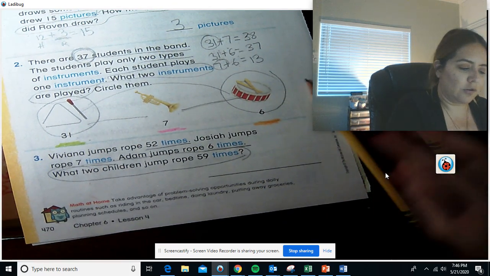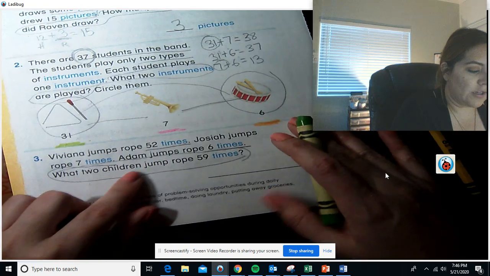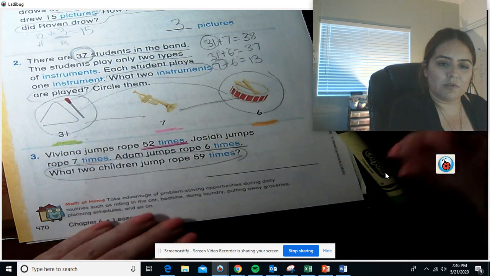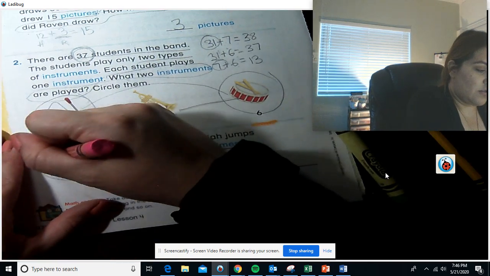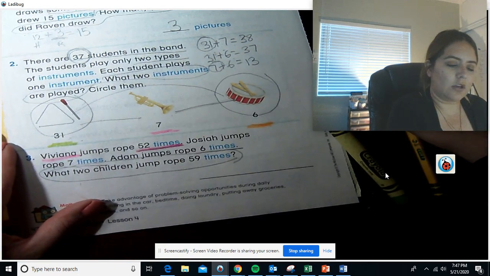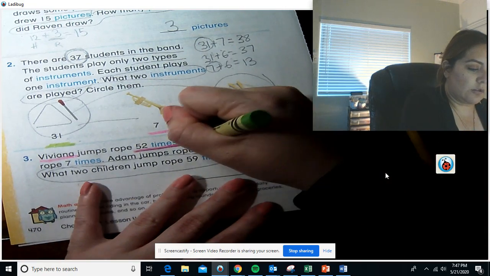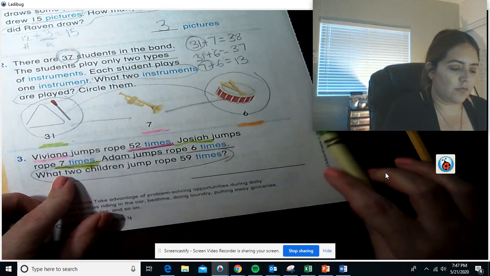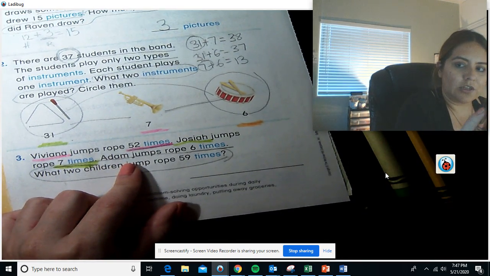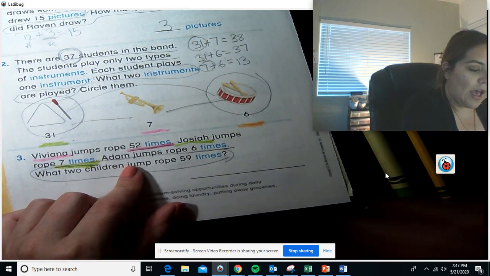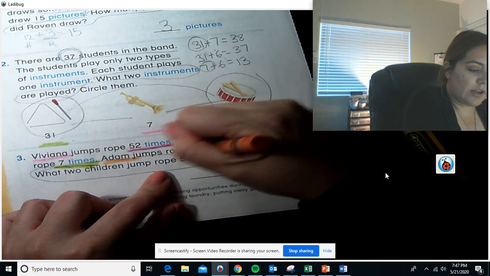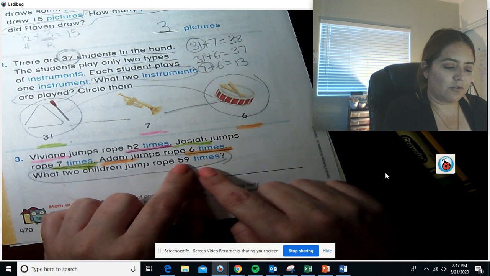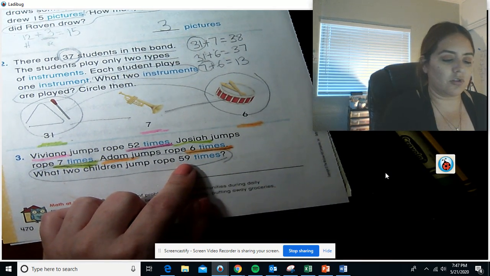There's 3 kids here. So we're going to color code them. We're going to make Viviana pink. So Viviana jumps 52 times. Josiah is going to be green. So Josiah jumps 7 times. And Adam is going to be orange. Adam jumps rope 6 times. And together, 2 kids jump 59 times. So we have to figure out which 2.